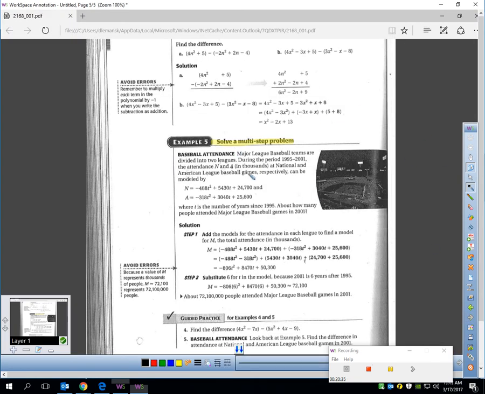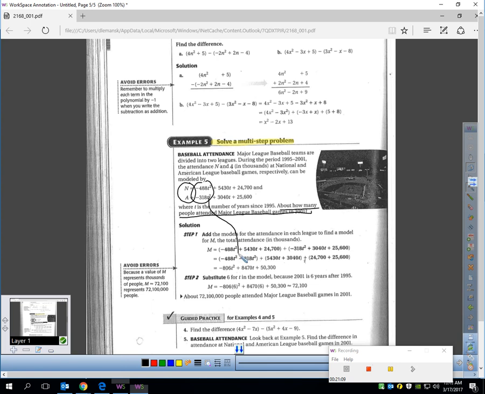Solve a multi-step problem. During Major League Baseball, teams are divided into two leagues. During the period 1995 to 2001, the attendance, N and A, that's National and American League games, could be modeled by the following, where T is the number of years since 1995. About how many people attended Major League games? Well, to know how many attended, I have to add both leagues together. So look at what they're doing. They're adding both leagues. They're adding these numbers together.